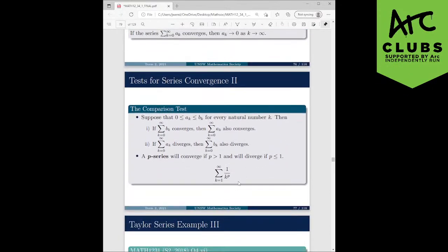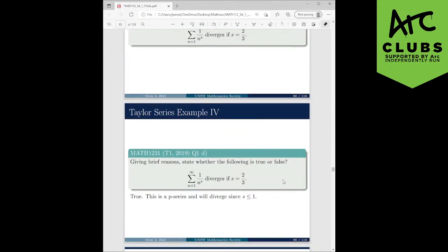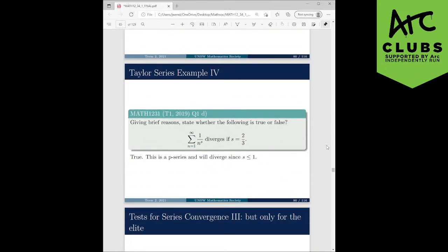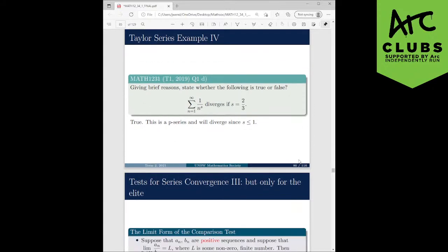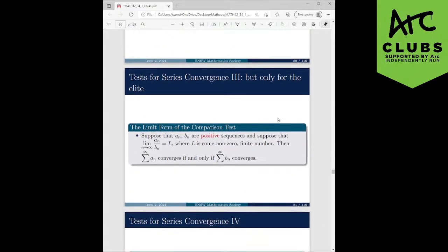1 over k to the power of p. If p is less than or equal to 1, it diverges. If p is bigger than 1, it converges. K goes from 1 to infinity. So if you compare that to the question here, with 1 over n to the power of s, n goes from 1 to infinity, s is 2/3, s is less than or equal to 1, therefore it must diverge via the p-series. So this statement is true. And that really is how fast the p-series gets used. It's just a really quick check. It's a beautiful test. And let's keep going.